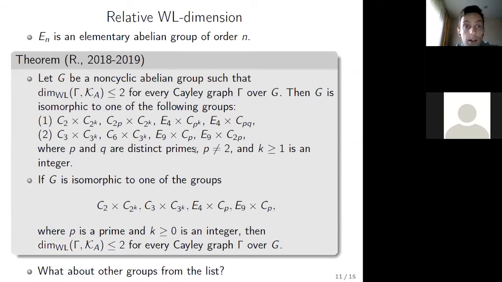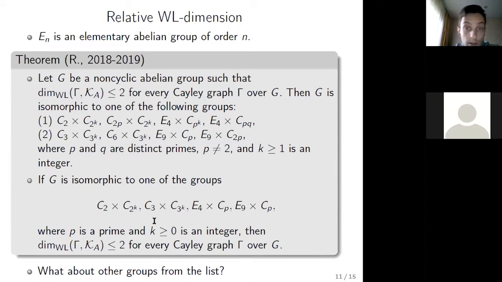Here, E_n denotes the elementary abelian group of order n. Let G be a non-cyclic abelian group such that the relative Weisfeiler-Leman dimension with respect to K_A is at most 2 for every Cayley graph of our group. Then G is isomorphic to one of the groups presented on the slide. So we have 8 families of groups.